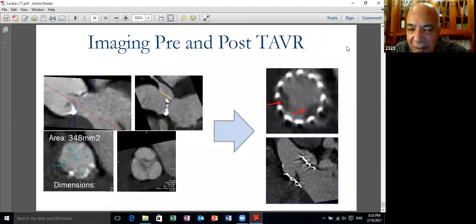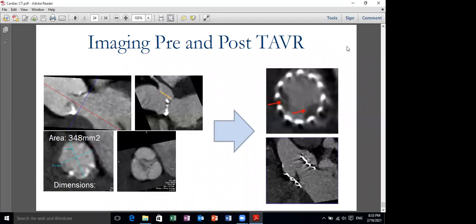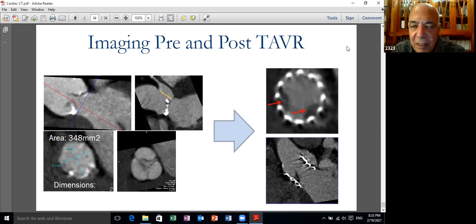The next question asks about the role of CT in determining the degree of mitral regurgitation compared to transesophageal echo. Multi-detector CT has good spatial resolution, but the temporal resolution is not as good as the echocardiogram. So we still prefer echocardiogram in evaluating the severity of mitral regurg.